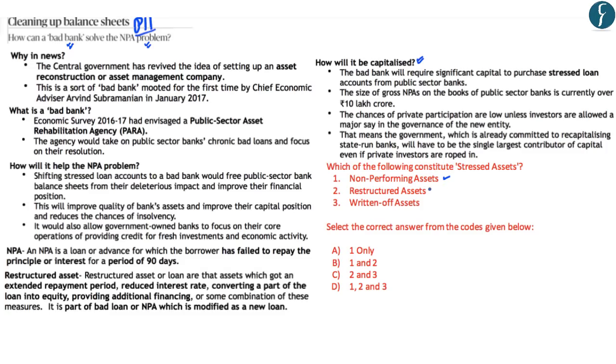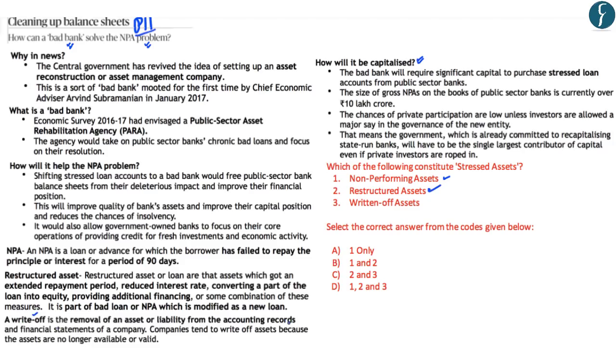A restructured asset or loan is that asset which has gotten an extended payment period, reduced interest rate, conversion of a part of the loan into equity, or another form of this combination. Therefore, a restructured asset is part of a bad loan or a non-performing asset which has been modified into a new loan, and restructured assets are part of stressed assets. While a write-off is the removal of an asset or a liability from the accounting records or the financial statements of a company, and written-off assets are also part of stressed assets. And therefore, the correct answer for this question would be 1, 2, and 3.